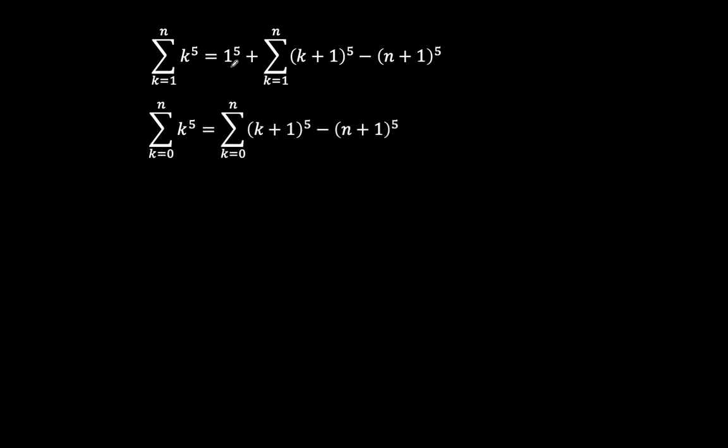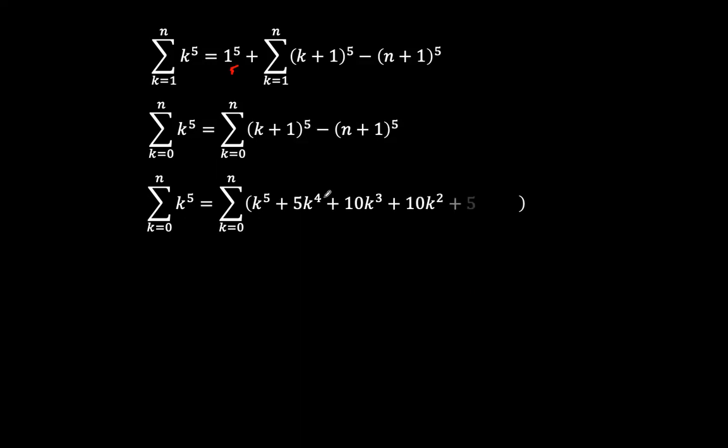When we expand k plus 1 to the power 5, first of all, in order to include this index here, we could shift this to k equals 0, so from k equals 0 to n, and that now involves this one. So we don't have this lingering 1 to the power 5. Expanding k plus 1 to the power 5 means that we have k to the power 5 plus 5k to the power 4 plus 10k to the power 3 plus 10k squared plus 5k plus 1.